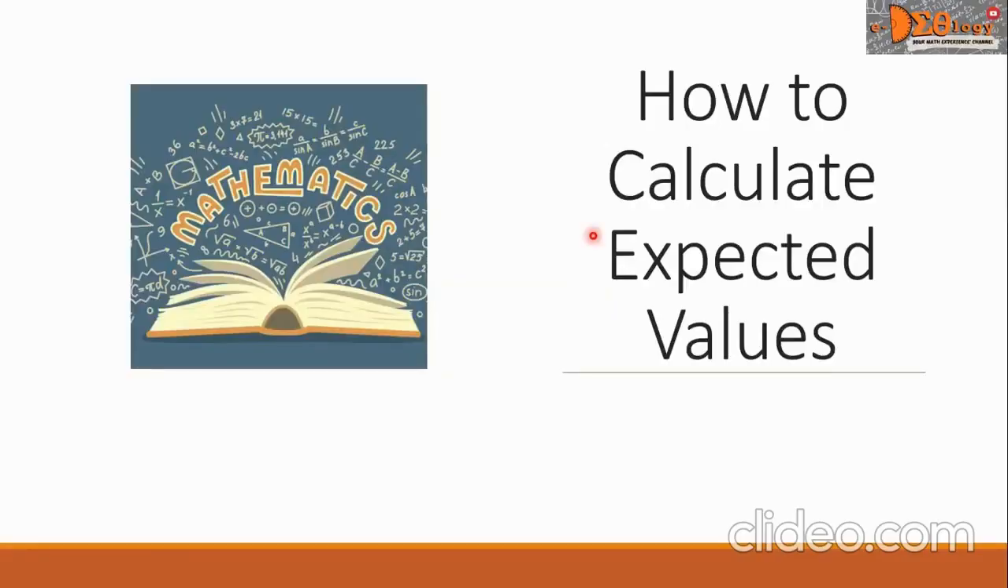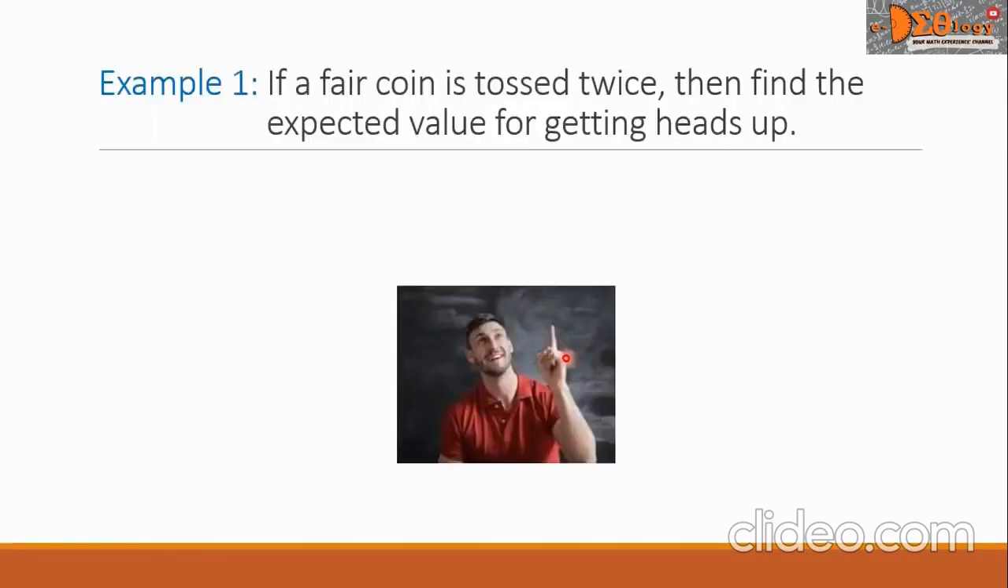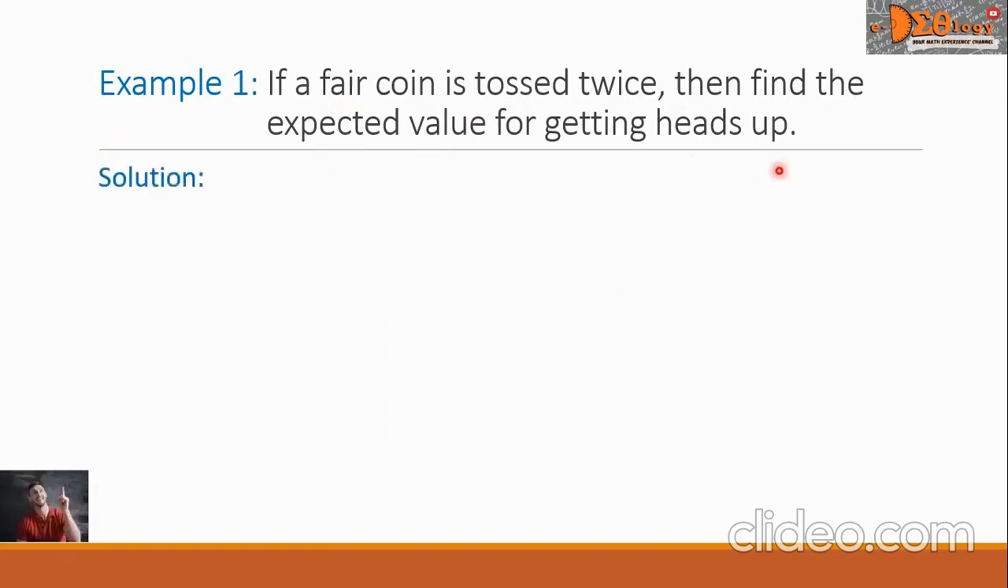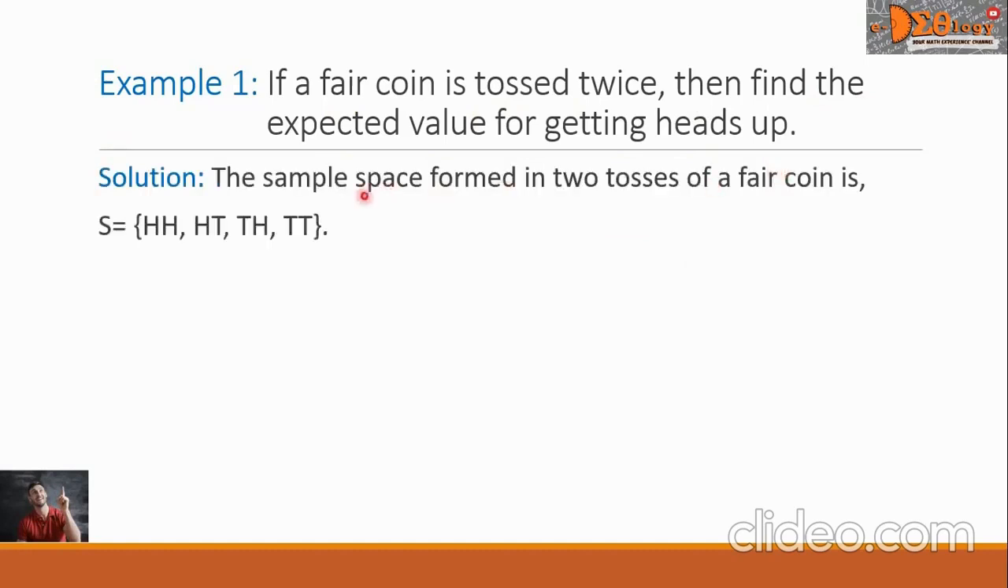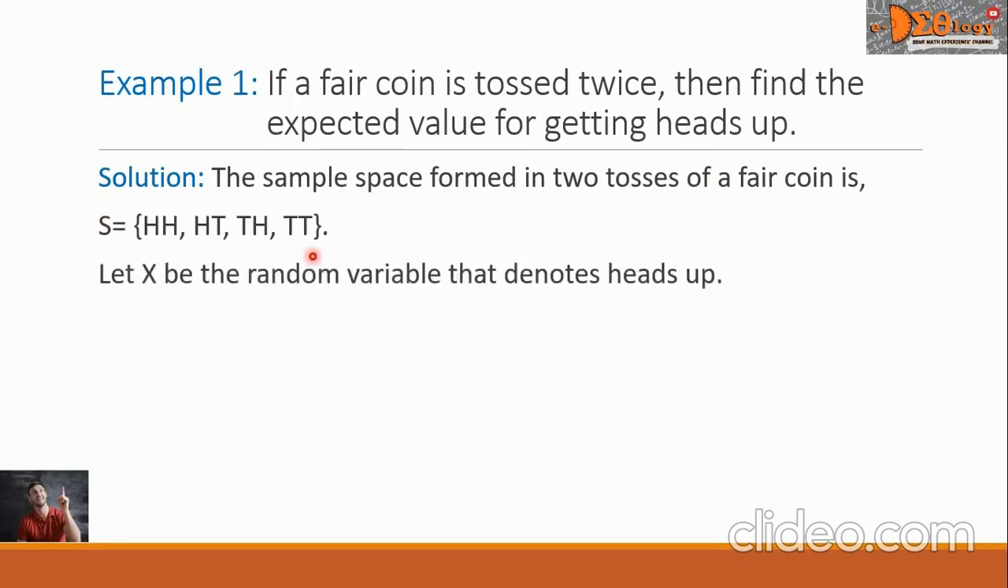In this video, we're going to see some examples of how to calculate expected values. Let's have example 1. If a fair coin is tossed twice, then find the expected value for getting heads up. For our solution, let us write the sample space. The sample space formed in two tosses of a fair coin is S equals HH, HT, TH, and TT. Now, let capital X be the random variable that denotes heads up.